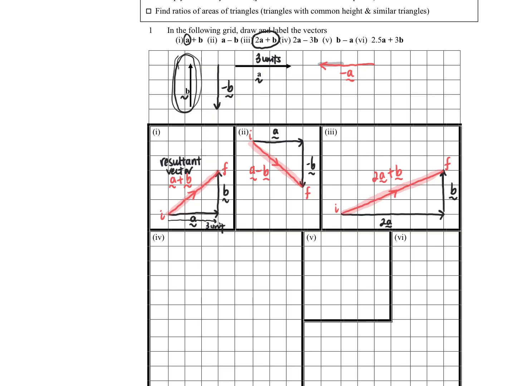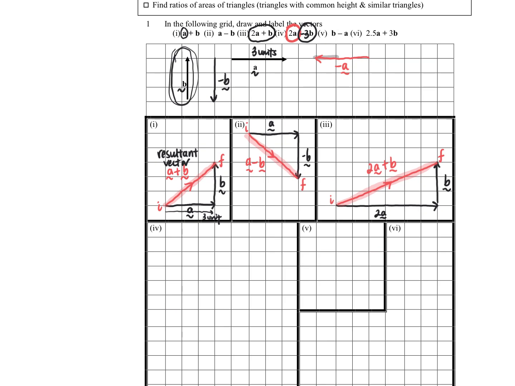Okay, next one, 2A. 2A is 6 units to the right. And then I know I need to move downwards by 9 units. So I need to plan my space so that I have enough. I will anticipate that I should start here, 6 units. So I decided that this one must start here. This is my initial point. I just estimate, it can start somewhere else.